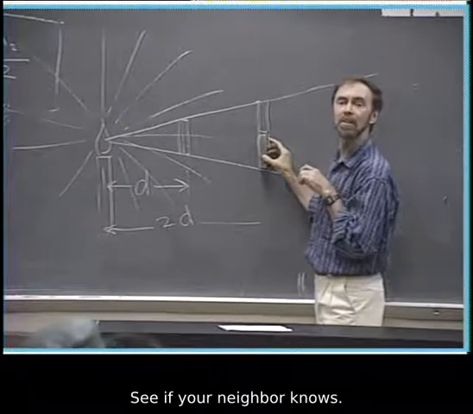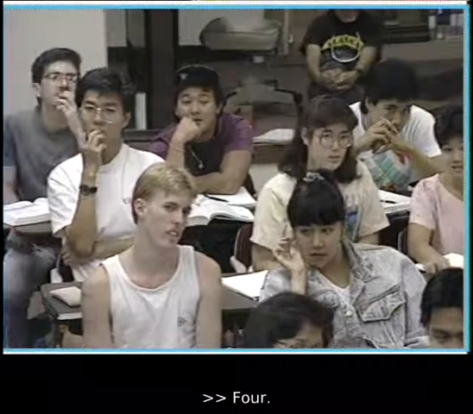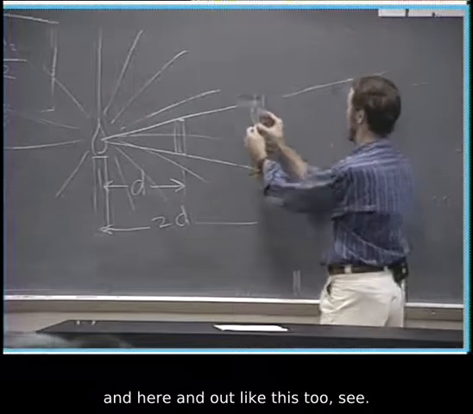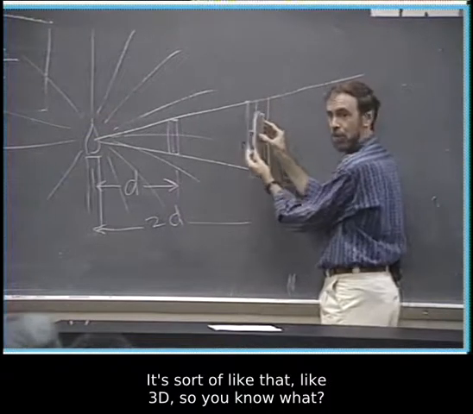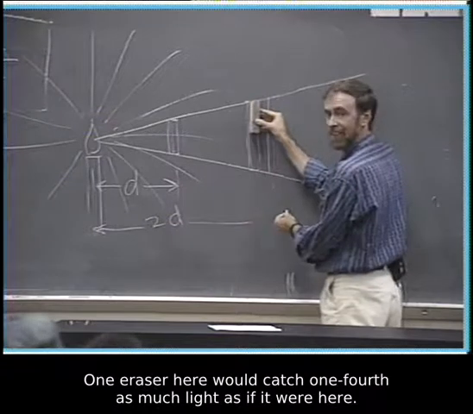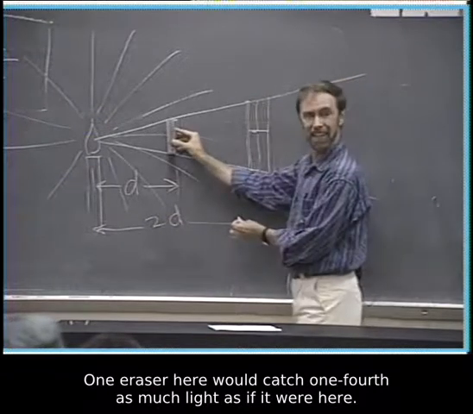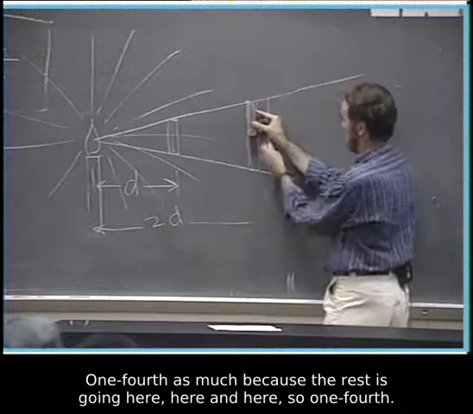See if your neighbor knows. Begin with F, end with R. 4. Excellent. All right. Because you could get 1 here, 1, and out like this too, see? It's sort of like that, like 3D. So you know what? 1 eraser here would catch 1/4 as much light as if it were here. Do you see that? 1/4 as much, because the rest is going here, here, here.